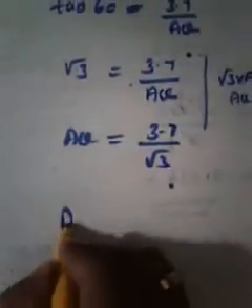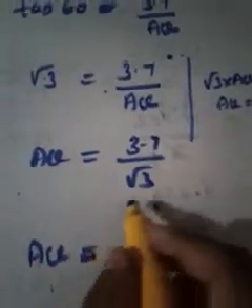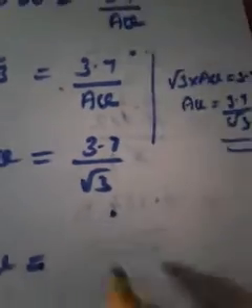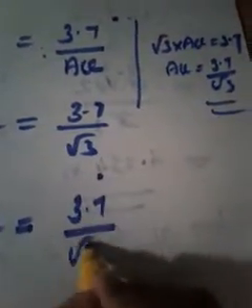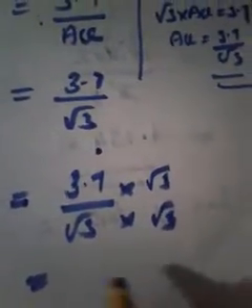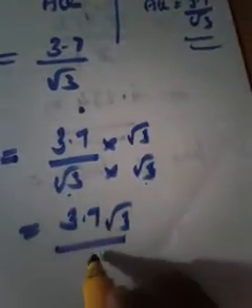Okay, then AQ is equal to 3.7 by root 3. Since an irrational number came in the denominator again, make it a rational number. How? Just multiply numerator and denominator with root 3. So now see, when you multiply the numerator with root 3, it becomes 3.7 root 3, and root 3 into root 3 is nothing but 3.